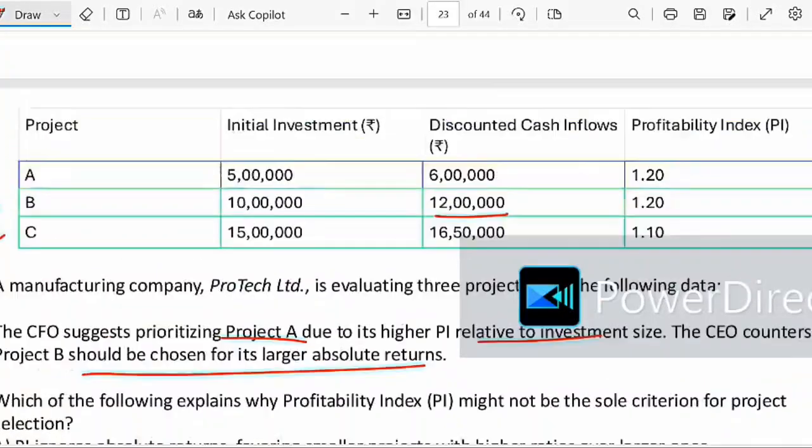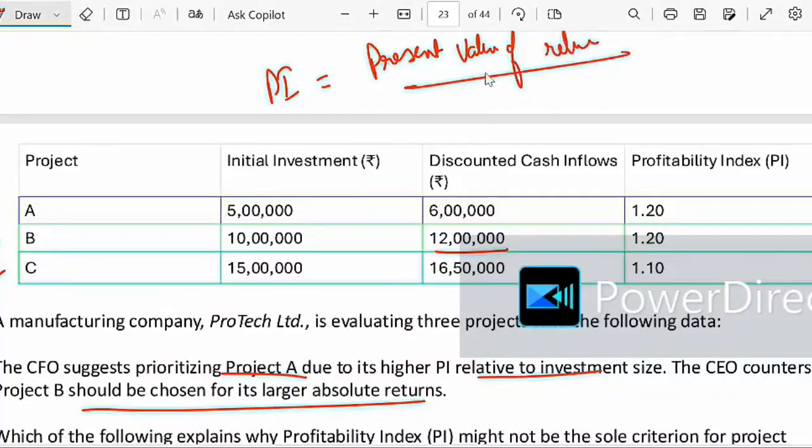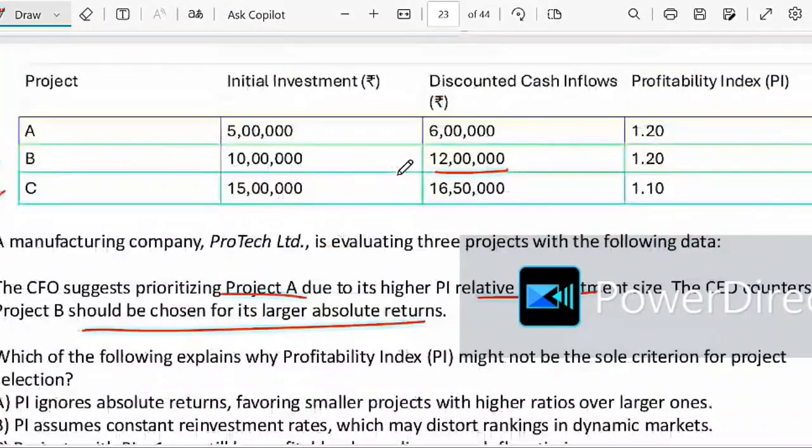That is called PI. So what is the formula for PI? The formula for PI is present value of return divided by initial investment. It means for every 1 rupee you are investing, how much you are getting. That is called profitability index. Now you can see for both project A and B, PI is the same, 1.20 and 1.20.